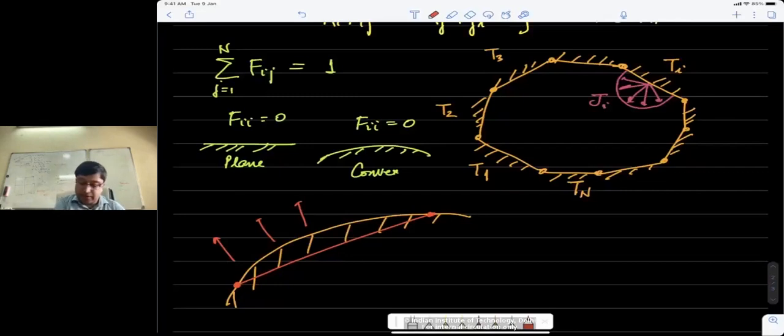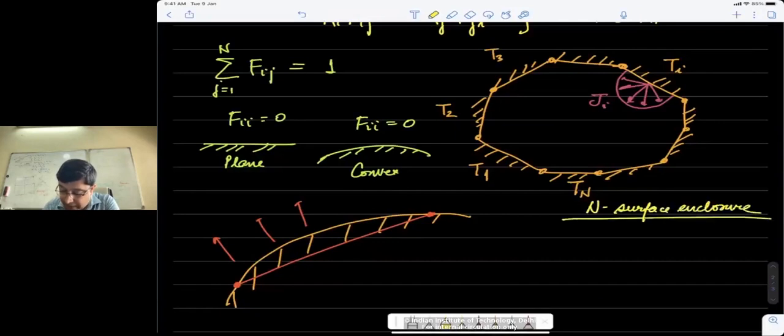So summation Fij will be 1. Now, if I have an n enclosure problem, I will have how many view factors? This is important. For an n surface enclosure, not n enclosure, n surface enclosure, we will have n square number of view factors.